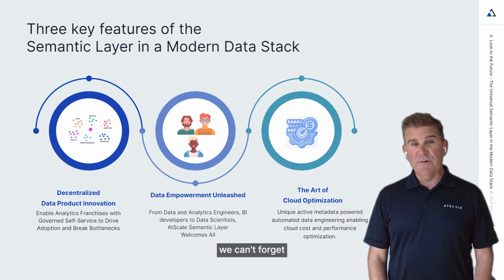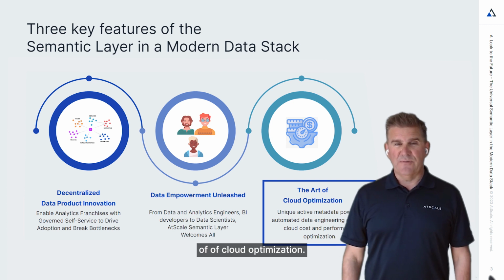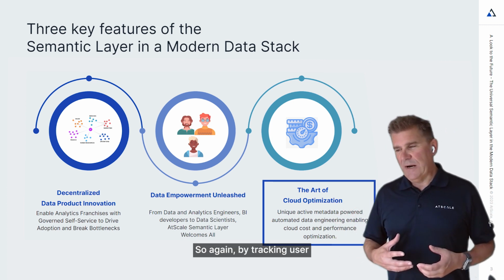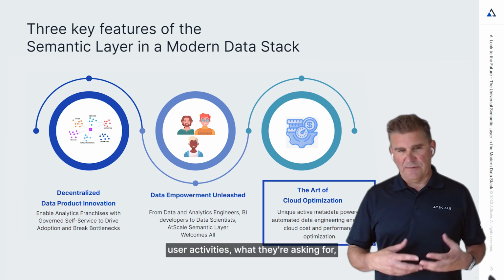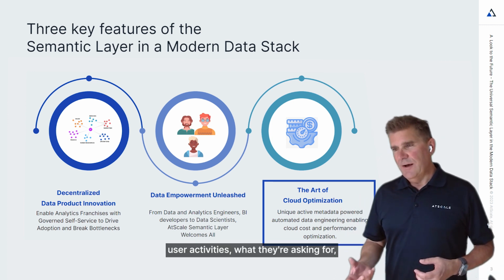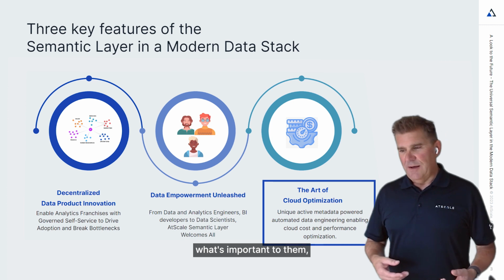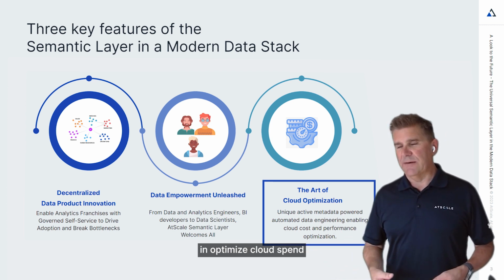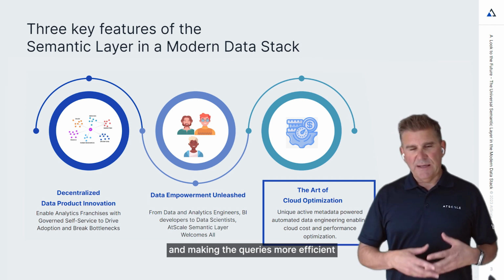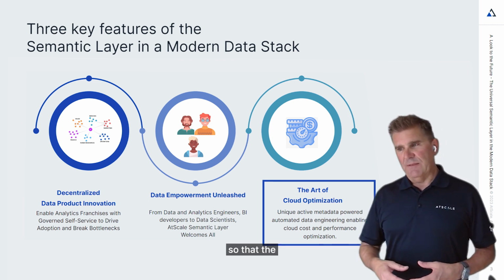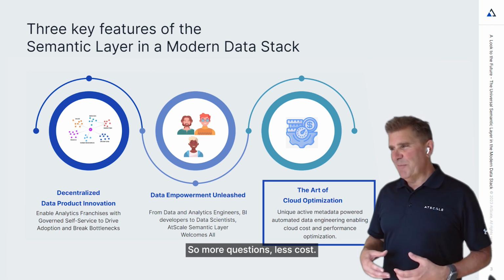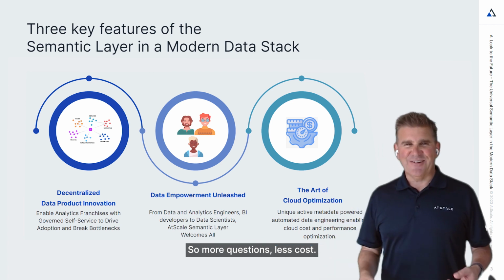Yeah, and Elif, we can't forget about the importance of cloud optimization. So again, by tracking user activities, what they're asking for, what's important to them, a good semantic layer can really bring and optimize cloud spend by creating aggregates and making queries more efficient so that the cloud data platform has to do less work. So more questions, less cost.